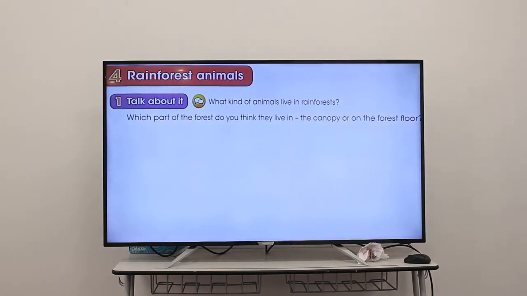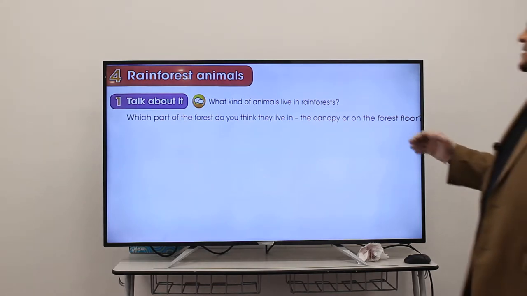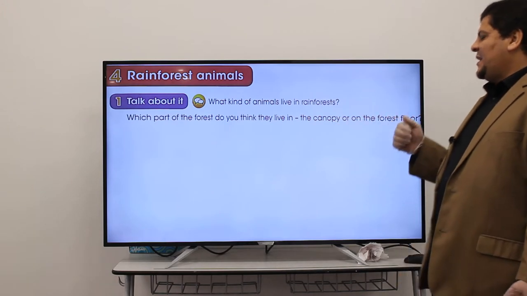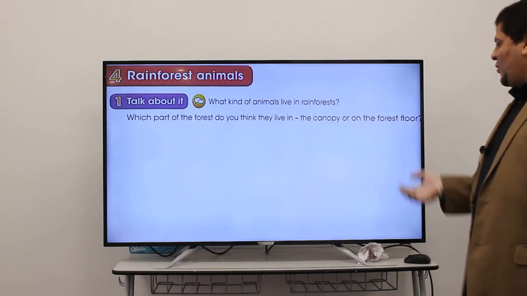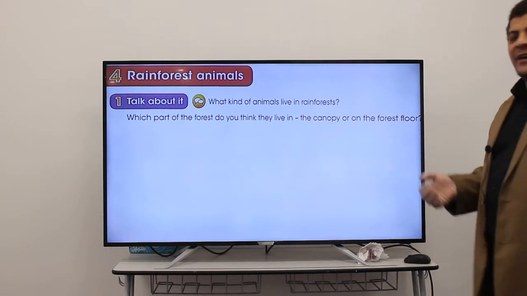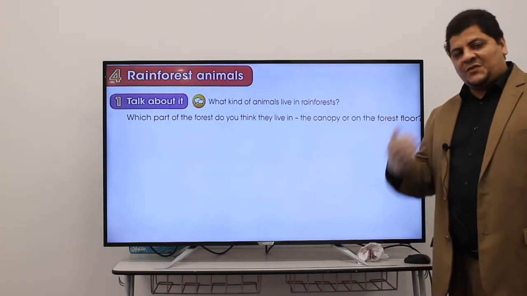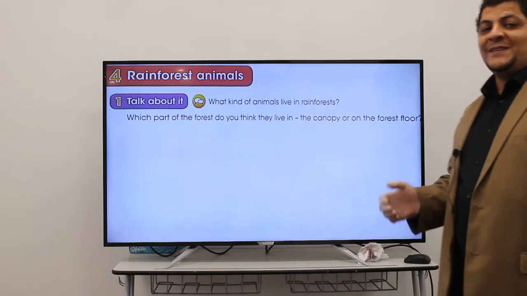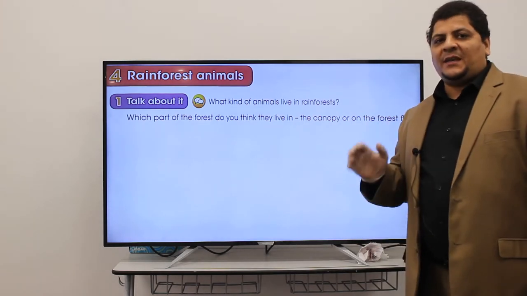Okay, talk about it. What kind of animals live in rainforests? Which part of the forest do you think they live in? The canopy or the forest floor? Try to speak about that. So try to get some information. You may even use the internet, but in all cases, speak, speak, speak.